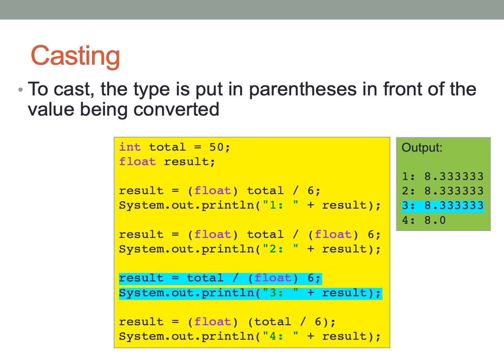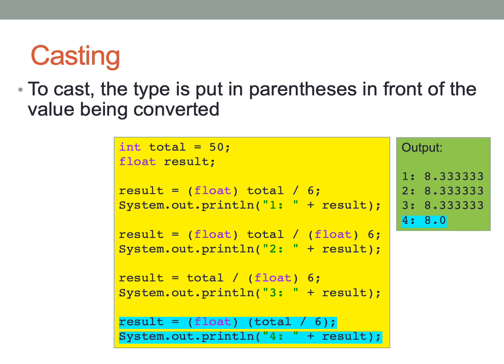The third one is we have result equal to total divided by float 6. So we are casting the value 6 as a float. This is similar to the first one, but the other way around. This means we are doing result equal to 50 divided by 6.0. So the output is 8.33.